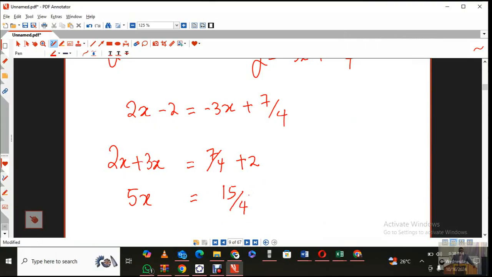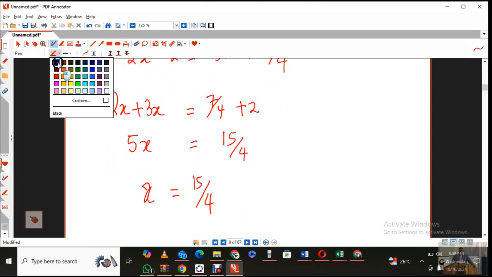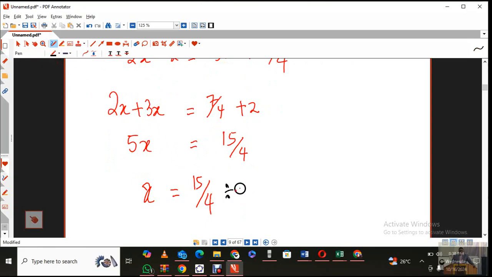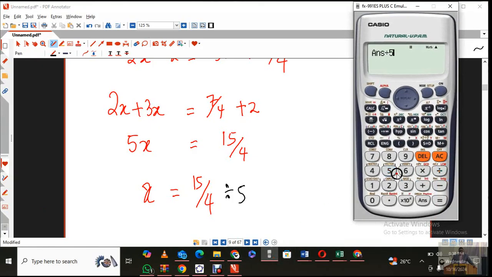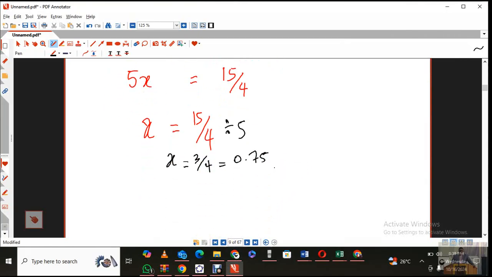Right, so to find that x value, x will be that 15 over 4. Of course, you need to divide it by 5. So we go back and divide our answer by 5. That is 3/4. So x is nothing but 3/4, or 0.75. Now that we know what the x value is, we want to find the corresponding y value.